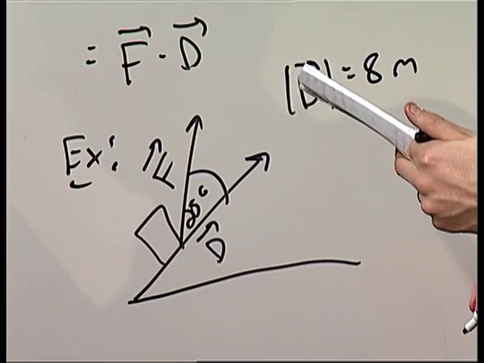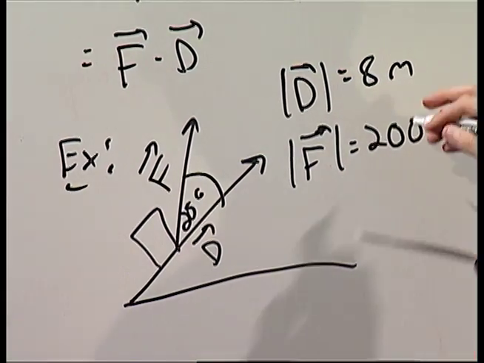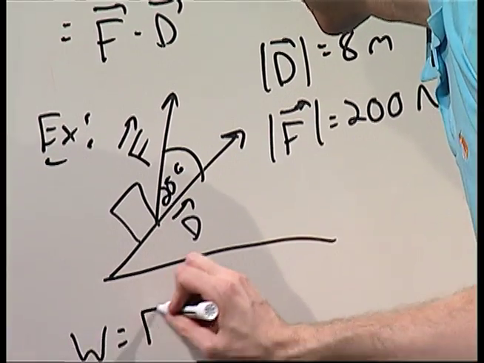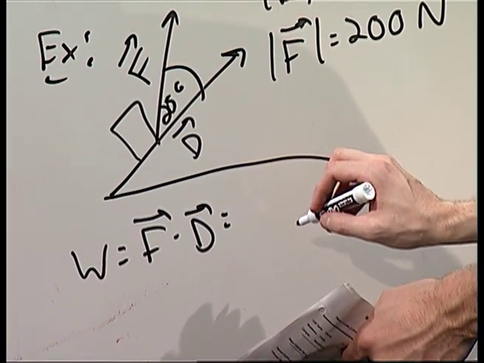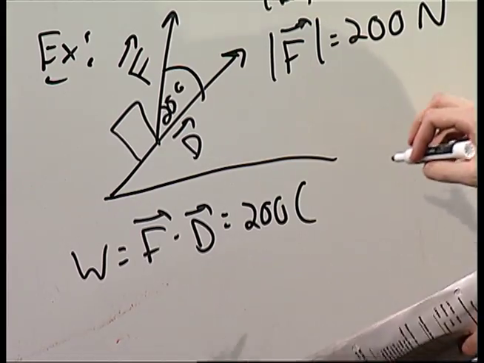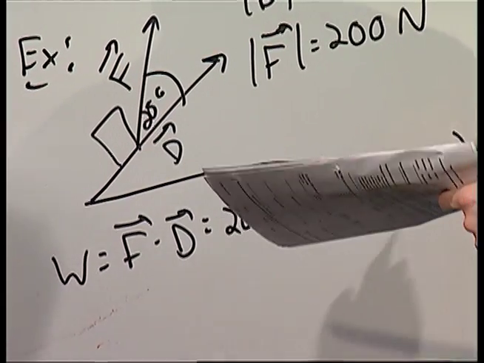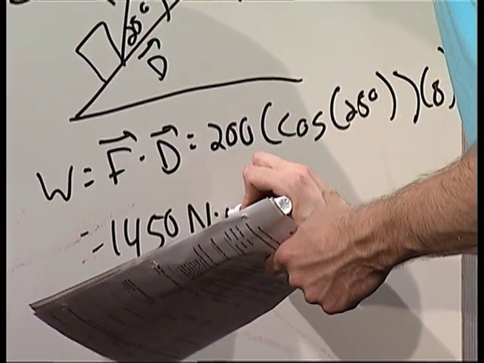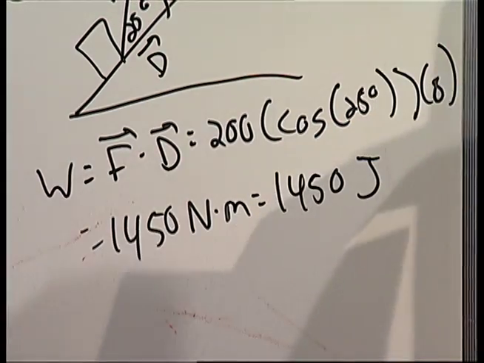All right. Let's see here. You're pulling at a force of 200 newtons. So that's newtons there. And anything else I need to say? No. So your work is F dot D, which is exactly this. So it's 200 cosine 25 degrees times 8, and you wind up with 1450 Newton meters, which is the same thing as a joule. Okay, that's it.